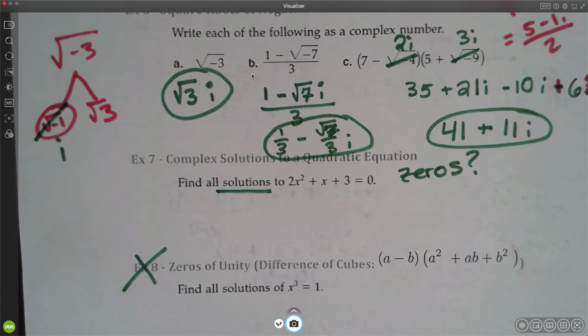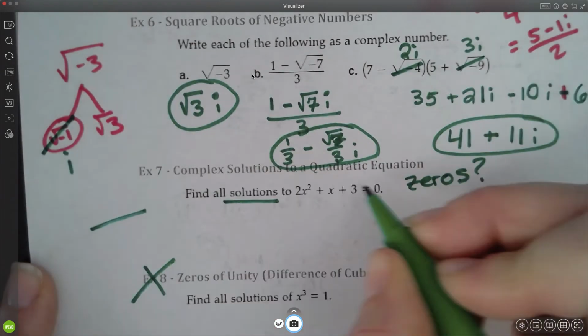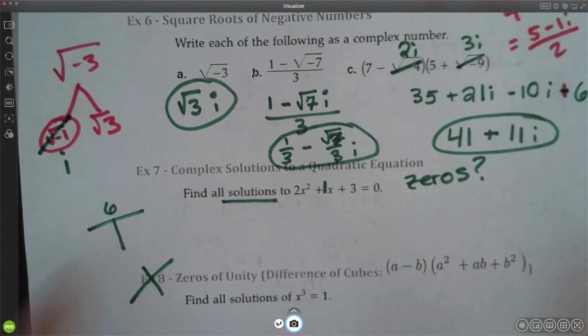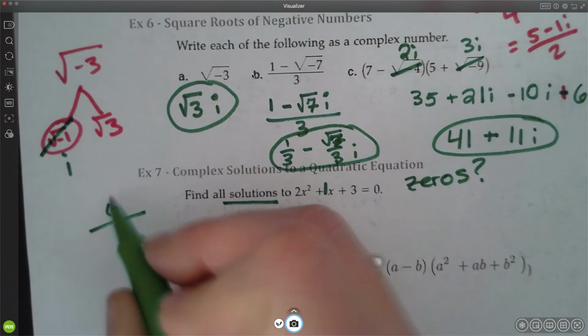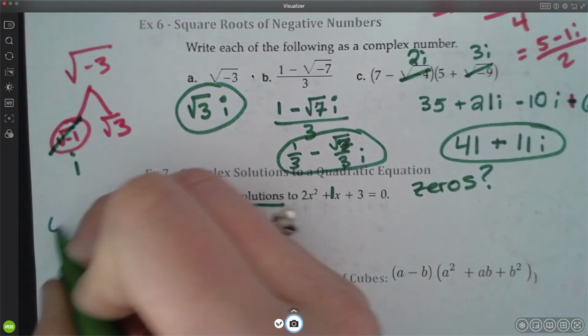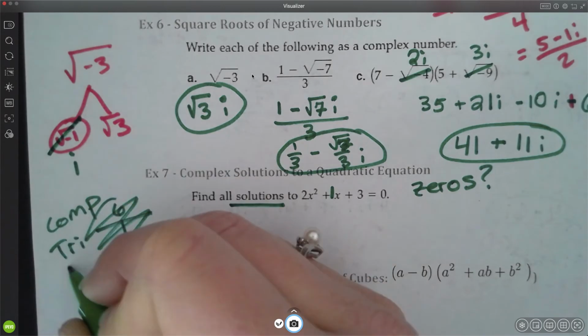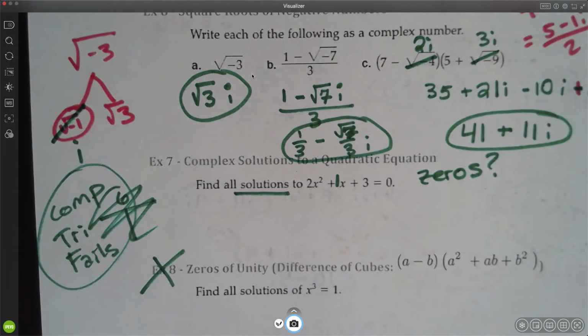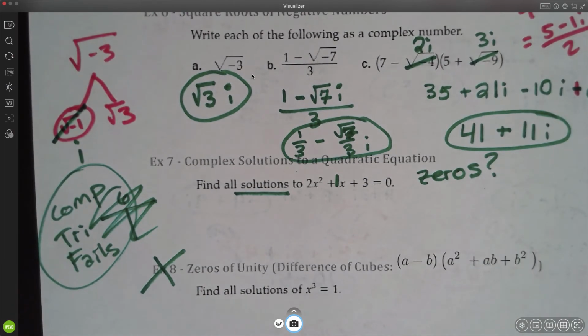So we could try to do 2 times 3, which is 6. And what can you multiply to get 6, but when you add them, give you 1? Not going to happen. So we cannot do complex trinomial. Complex trinomial fails. So when that method fails, what do we do now? Quadratic formula.